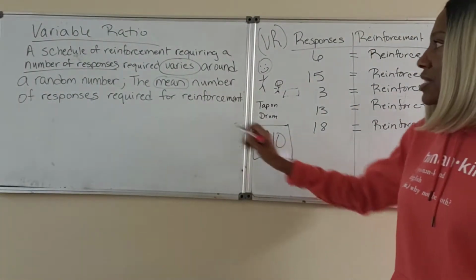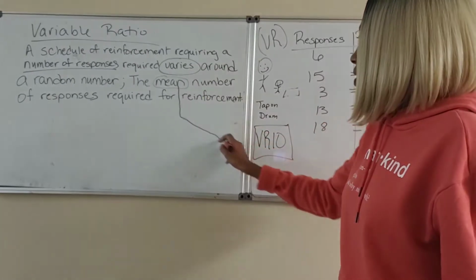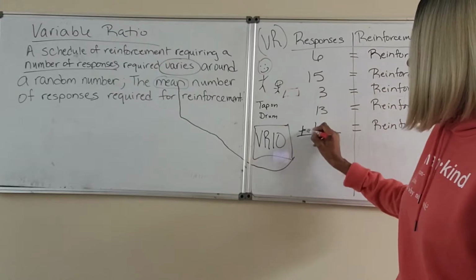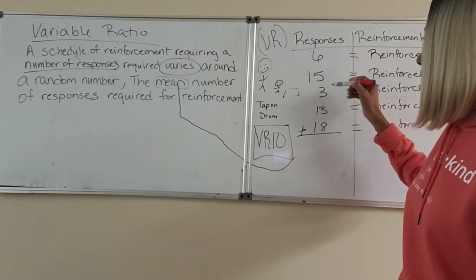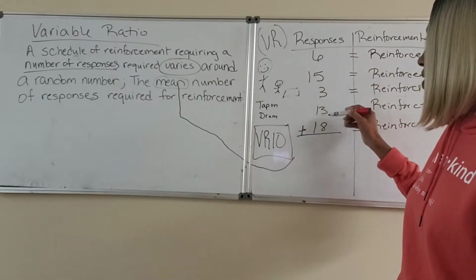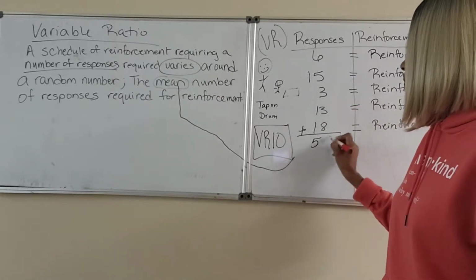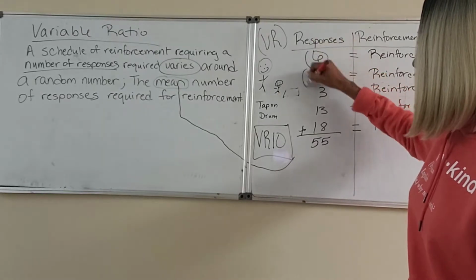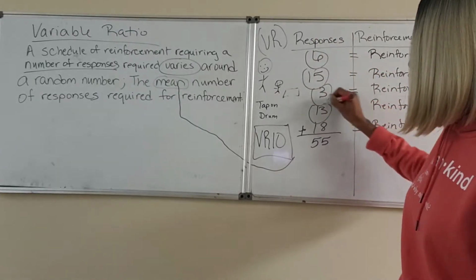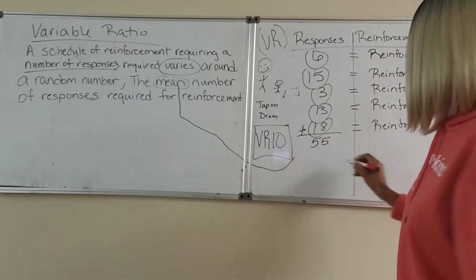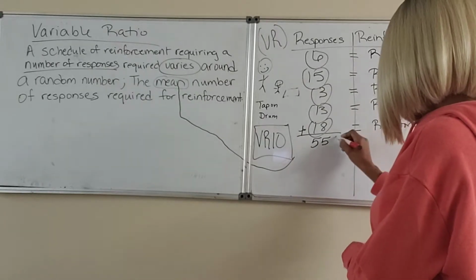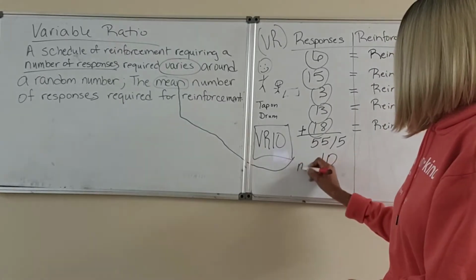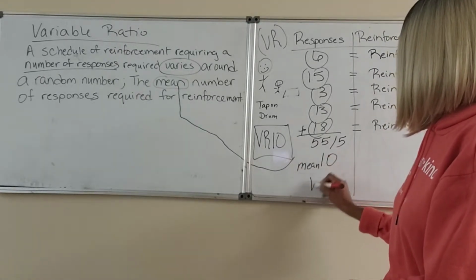Now the VR10 is telling you that you have to have a mean. To get the mean, you're going to add these up. 6 and 15, 15 and 3, 3, 13, 13 and 18 is going to equal 55. Then you take how many numbers you have. I have 1, 2, 3, 4, 5, and I'm going to divide it by 5. And that's going to give me a mean of 10, which gives me my VR10.